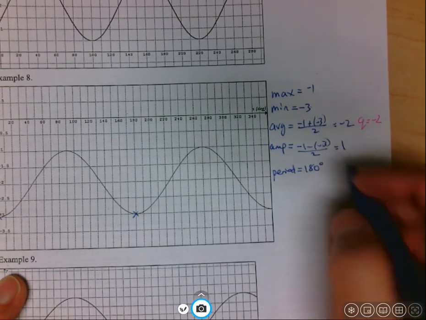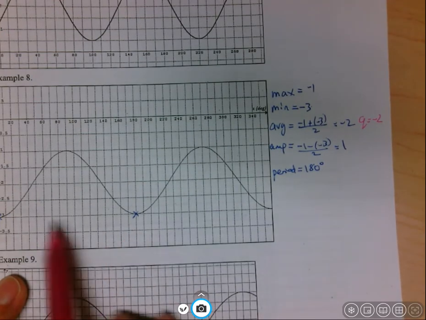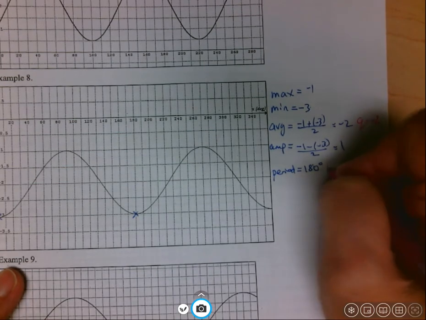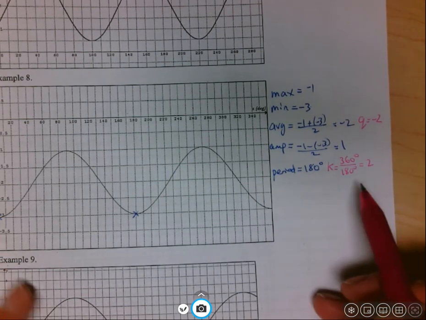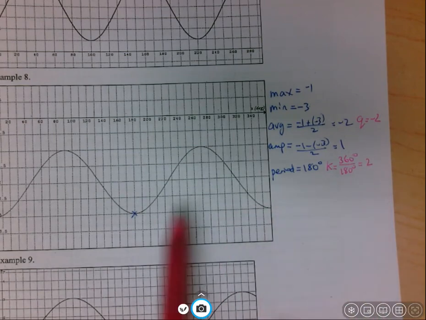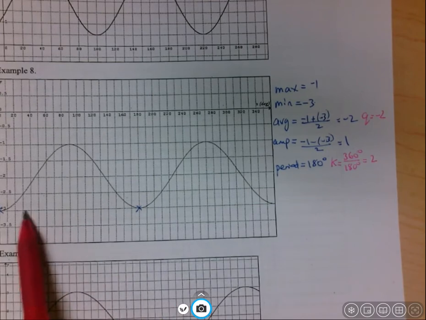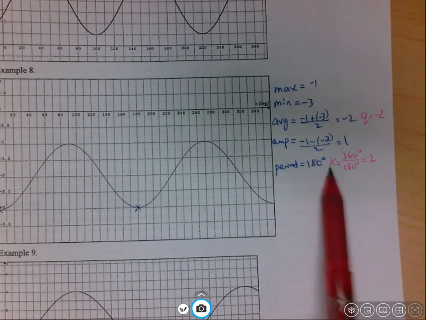Now the K is how many cycles fit in 360. Okay, so how many cycles? If the period here is 180, then the K is going to be 360 divided by 180, which is 2. It's saying that this is a horizontal stretch by a factor of 1/2. This period is 1/2 the length of the period of the parent, right? It's 180, it's 1/2 the length. So that means the K is 2.